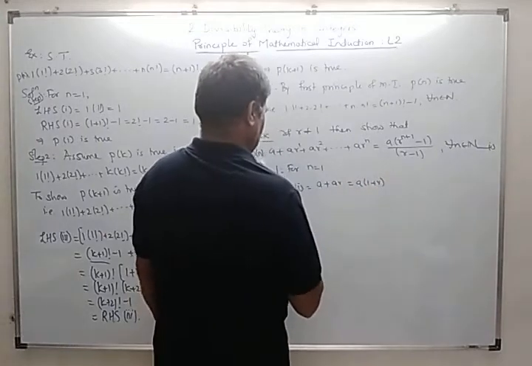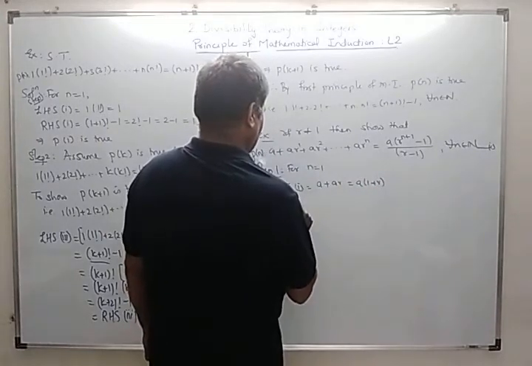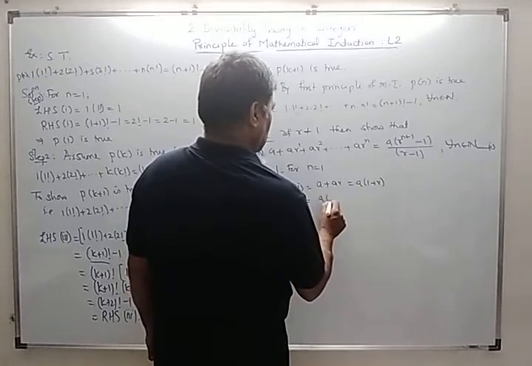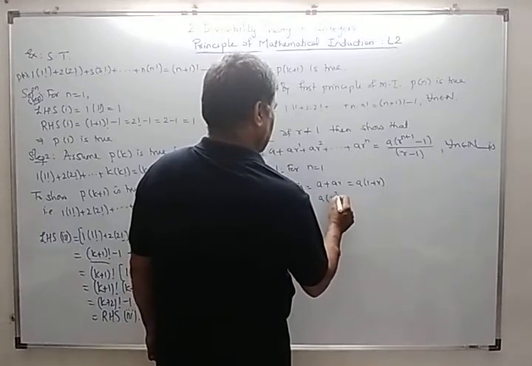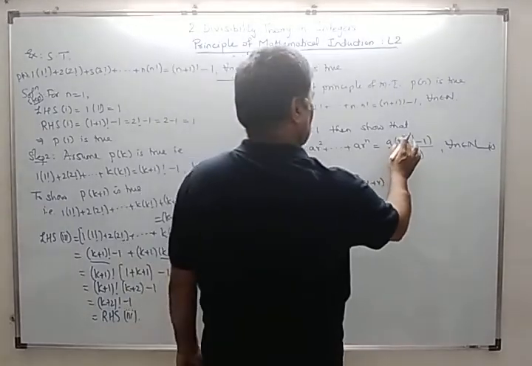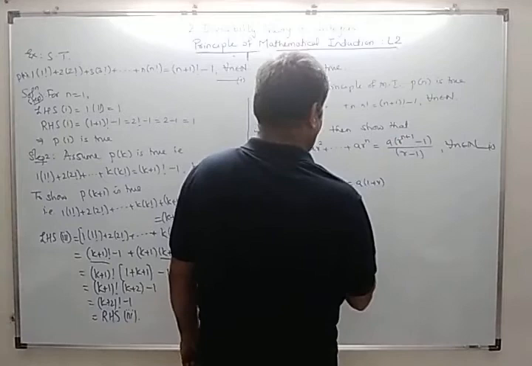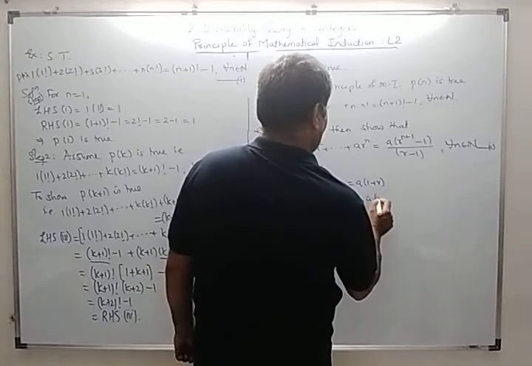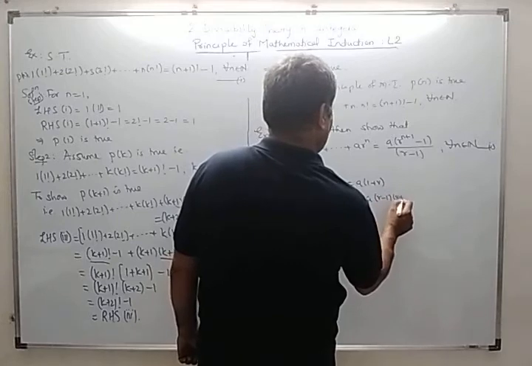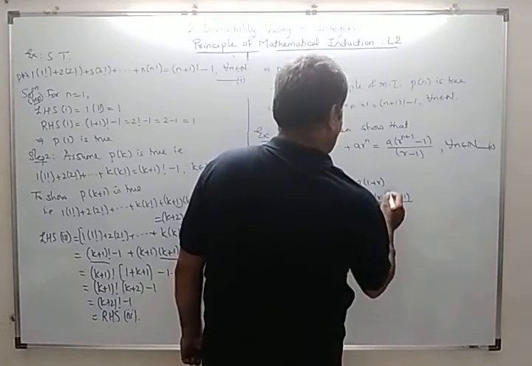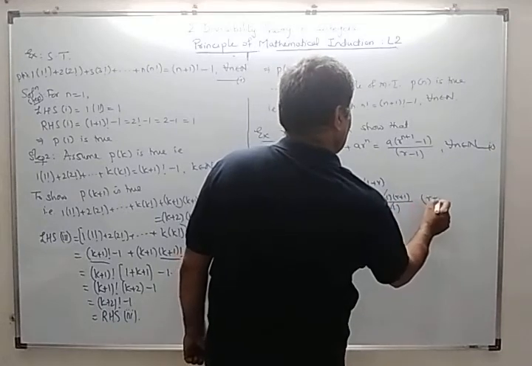We will get this. Right hand side 1 equal to a into r square minus 1 upon r minus 1, for n equal to 1. So a into r minus 1 into r plus 1 upon r minus 1. This r minus 1 gets cancelled since r not equal to 1.